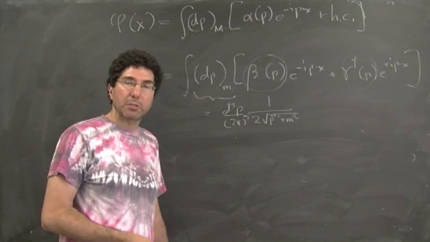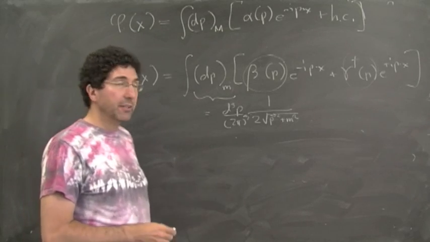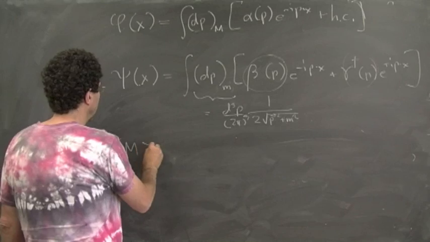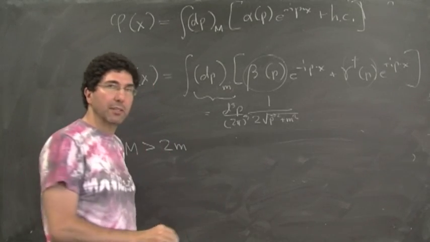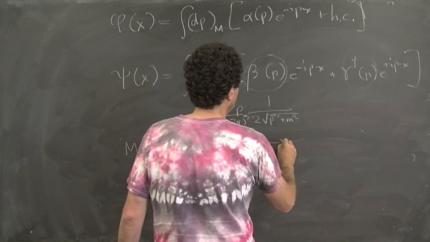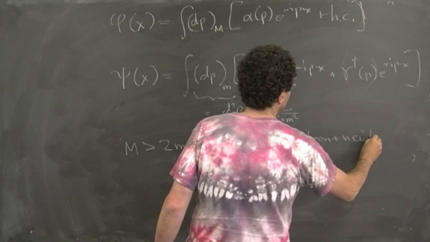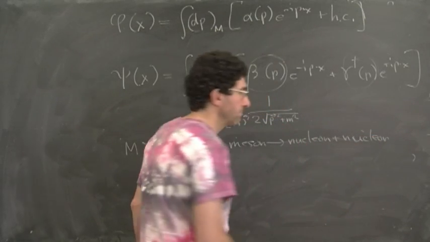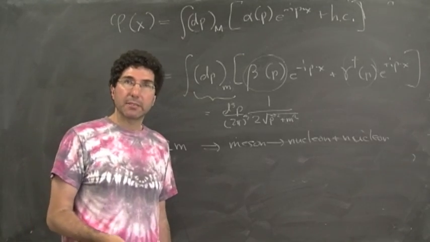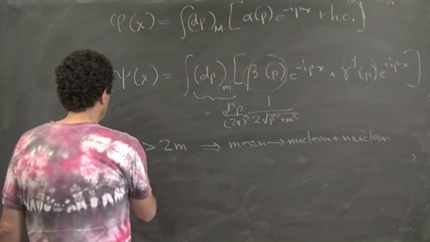Now we're actually ready to compute something. The simplest thing we can compute is a decay process. The claim is that if the meson is heavier than twice the mass of the nucleons, then the meson can decay to 2 nucleons. So we can ask about the rate for this process. How fast does it happen? That's a physical observable. So let's just try and do it.